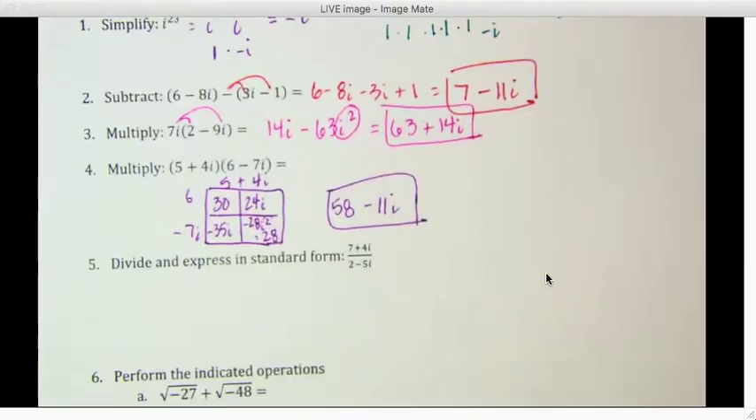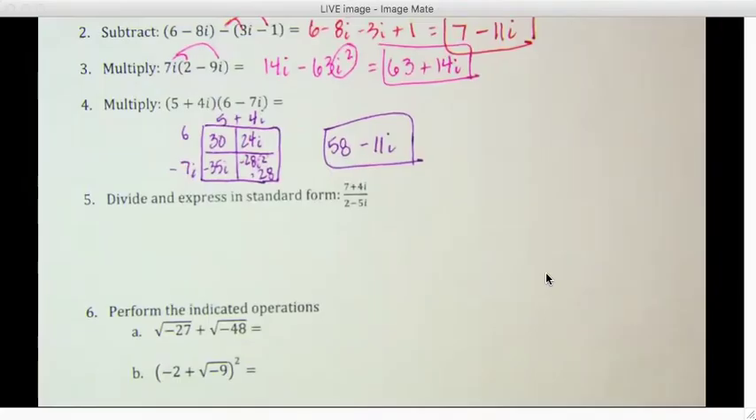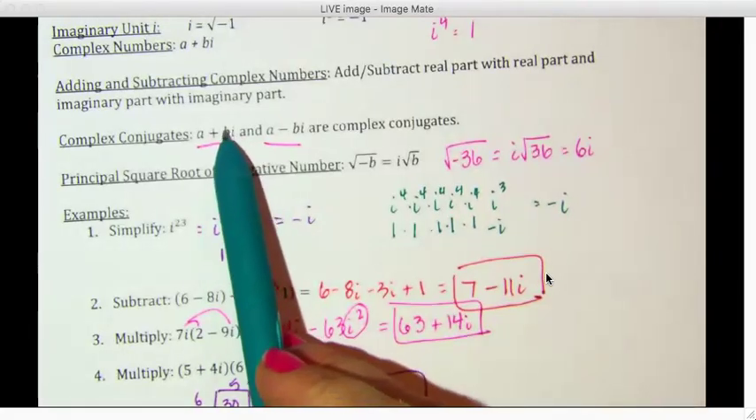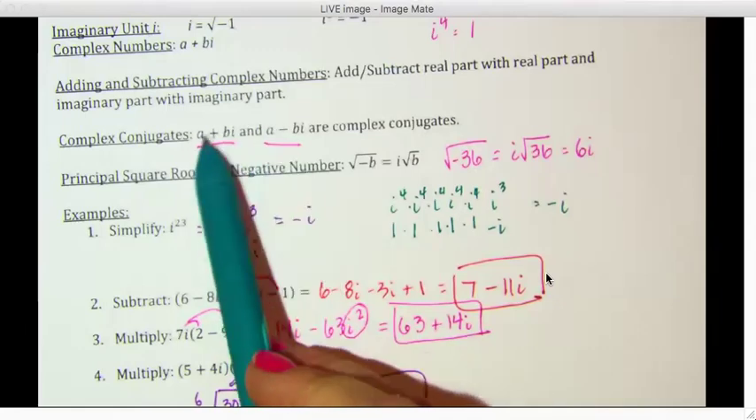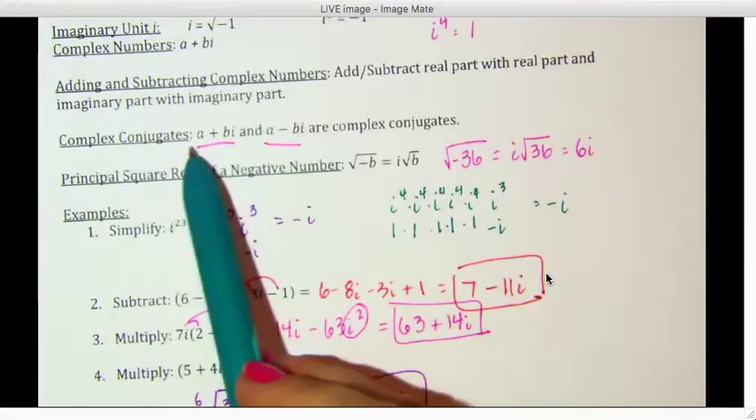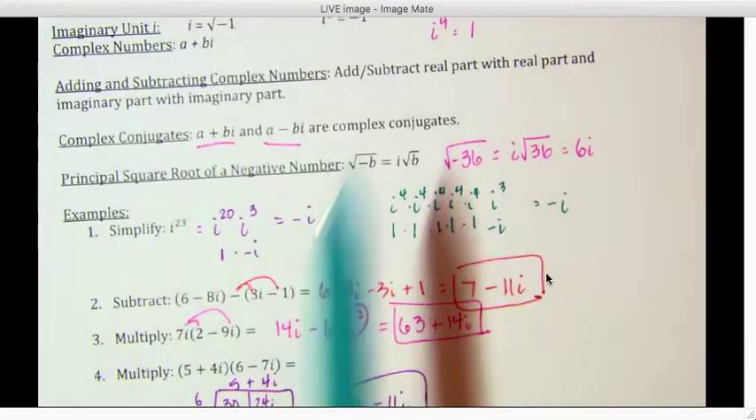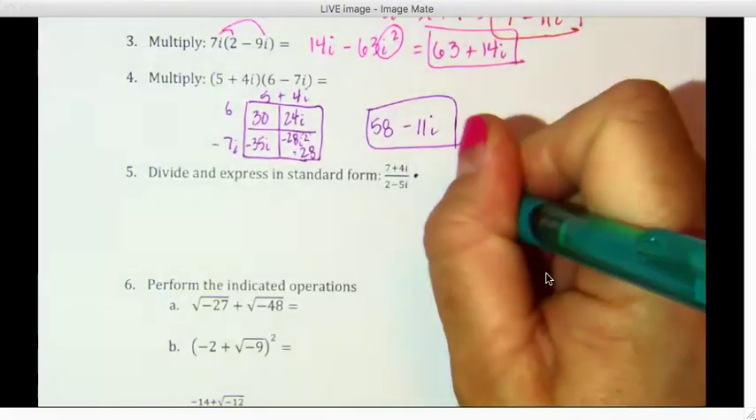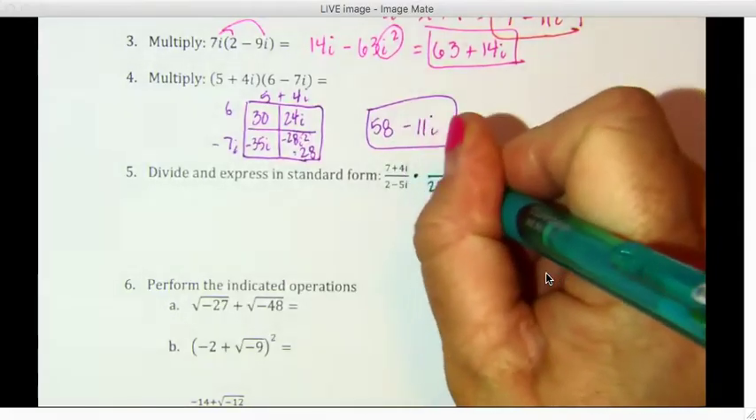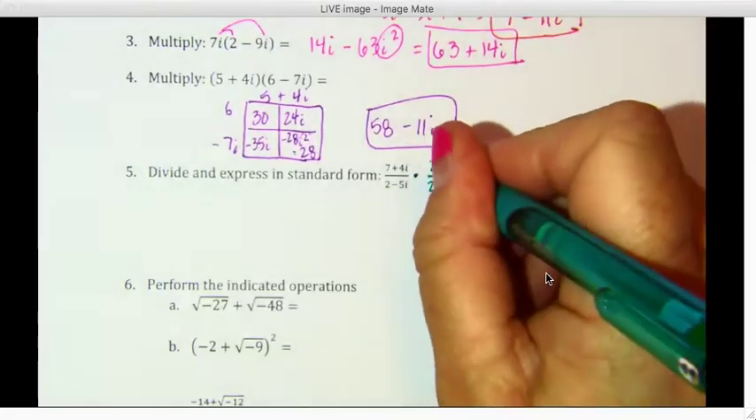Now, when we are dividing, what we're going to do is multiply by the conjugate of the denominator. So up here, when we saw the complex conjugates, I have a plus bi, a minus bi. So the only difference is the sign in the middle. The sign on the a stays what it is. If it was positive, it stays positive. If it was negative, it stays negative. But the sign in the middle, the sign on the i term, changes. So I'm going to multiply by 2 plus 5i, the conjugate of the denominator here, over 2 plus 5i.